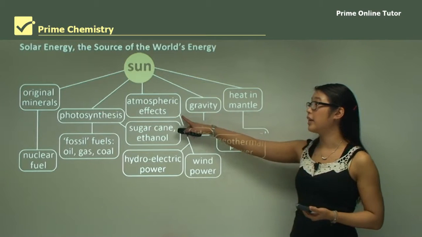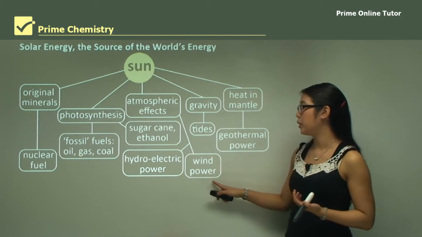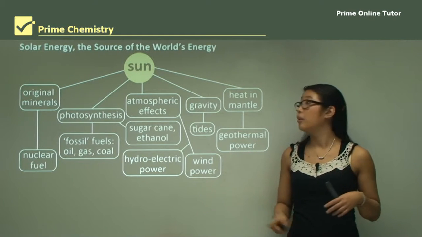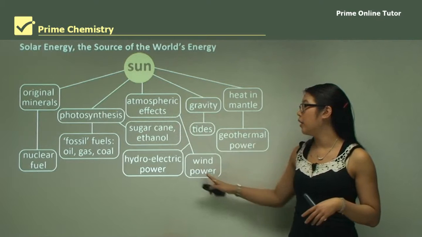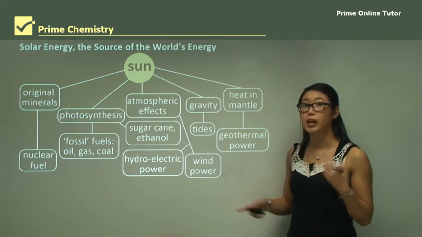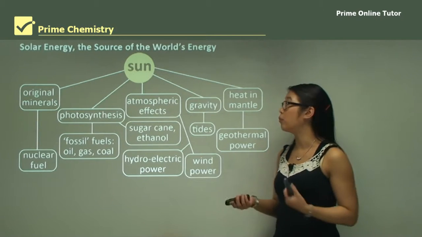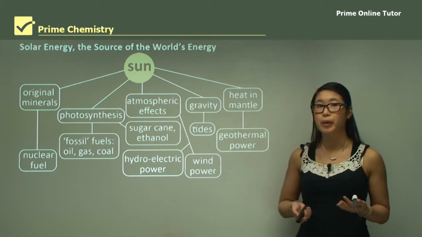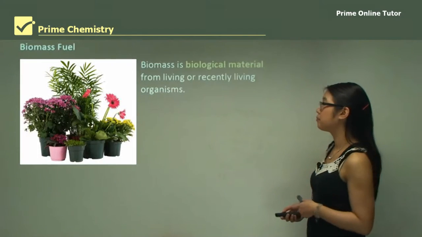The sun can also heat atmospheric gases, and we can then use wind power. So when the sun heats them, the gases can move, giving us wind, and we can harness that movement for energy. And also hydroelectric, the movement of water. So there are a few different ways for the sun to be involved in a lot of our energy needs.